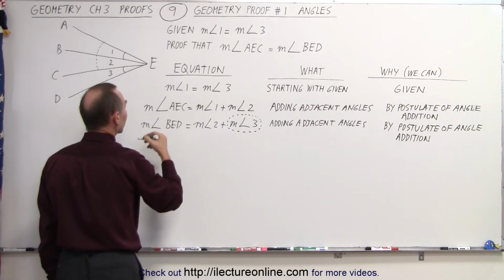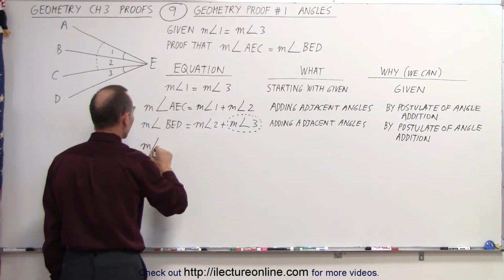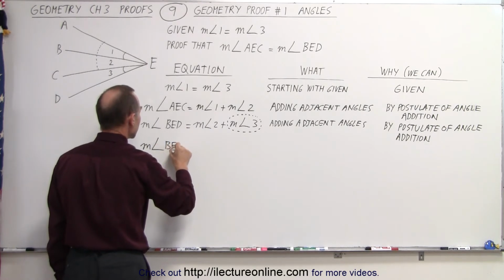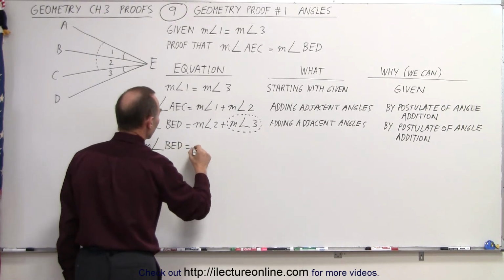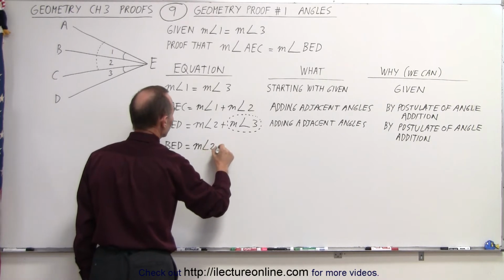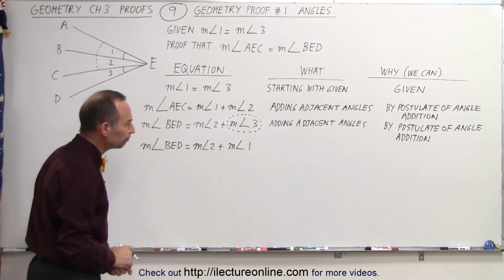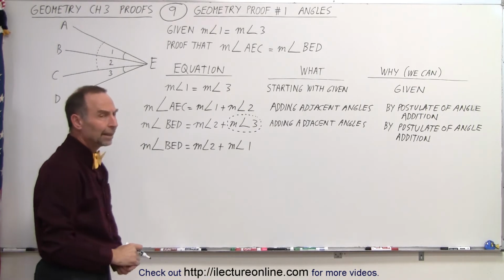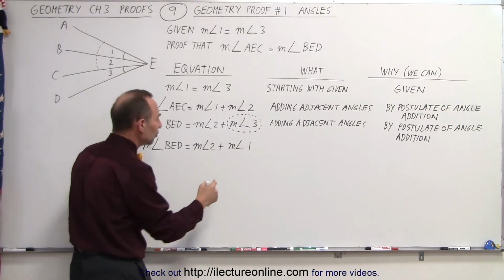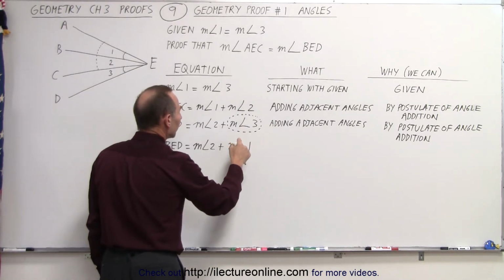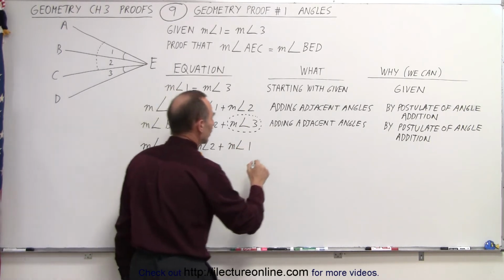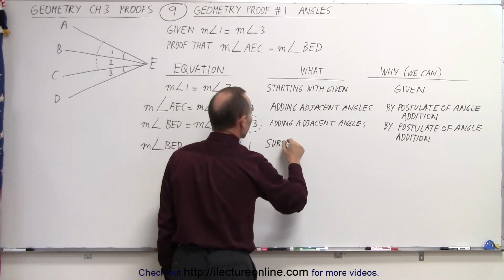So I can then make the equation that the measure of angle BED is equal to the measure of angle 2 plus the measure of angle 1. So what am I doing? I'm substituting. I'm substituting the measure of angle 3 for the measure of angle 1. So substituting.